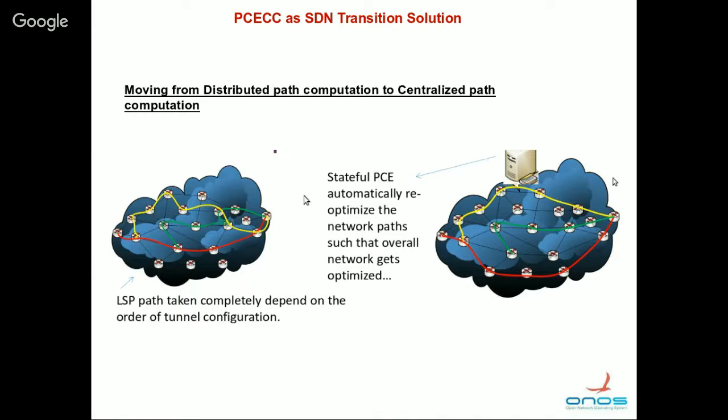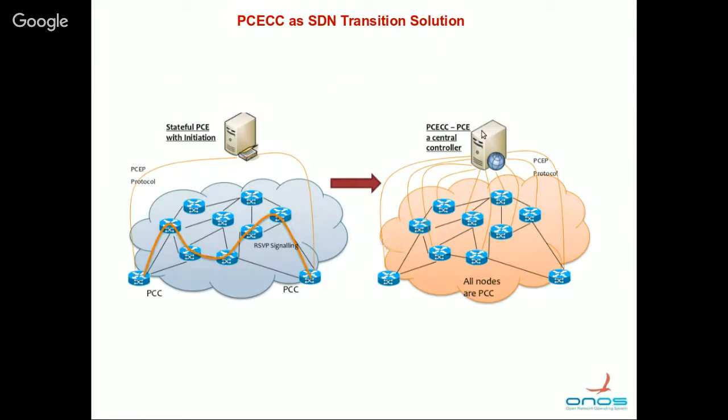Okay, so the first transition is moving only the computation logic to the central controller. Here we call it a stateful PCE. Basically, statefulness means it is aware of all the LSPs being created in the network. So it is intelligent enough to take the right decisions, and it can also have the authority to automatically re-optimize the network. Your network doesn't go down, but it re-optimizes the network without affecting the data path. Okay, so this is about only moving the computation to the controller, but we still have the signaling over here. If you see, this is the stateful PCE.